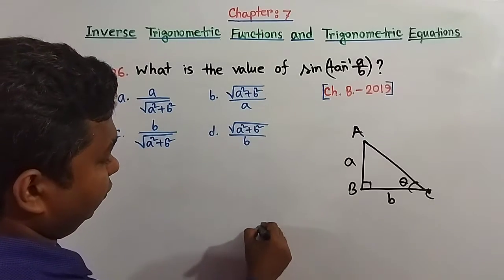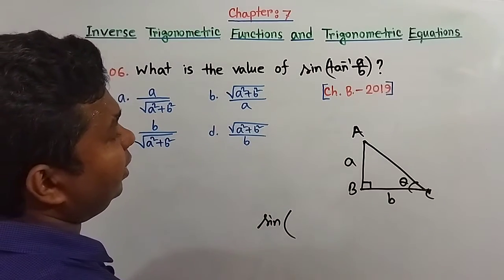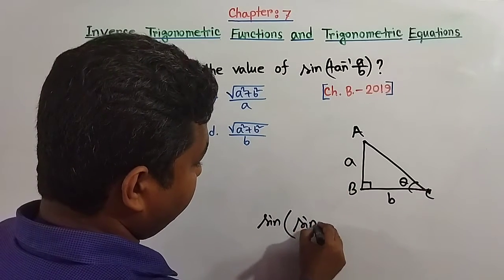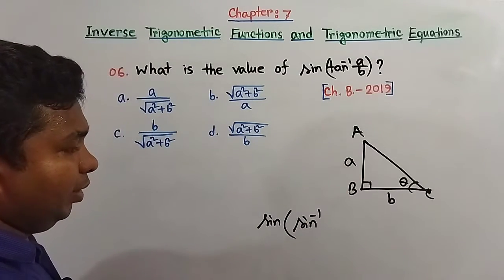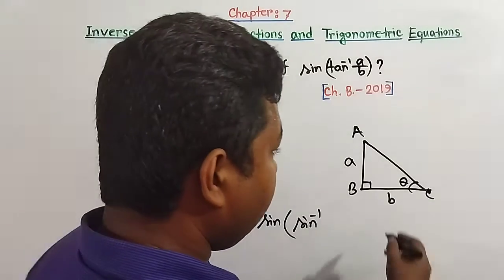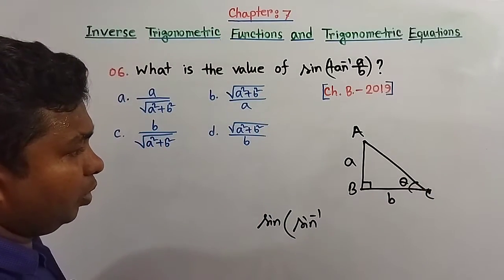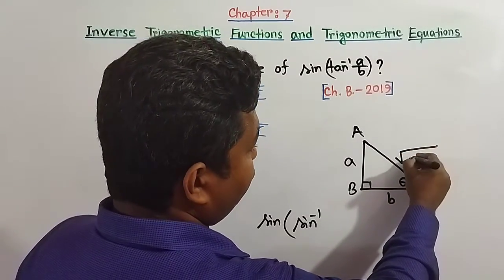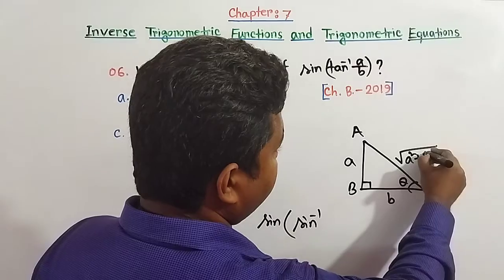Now here sine tan inverse A by B, we can write this as sine theta. We know sine theta equal to perpendicular by hypotenuse. Here by using Pythagoras formula, we will get the hypotenuse equal to square root of a square plus b square.